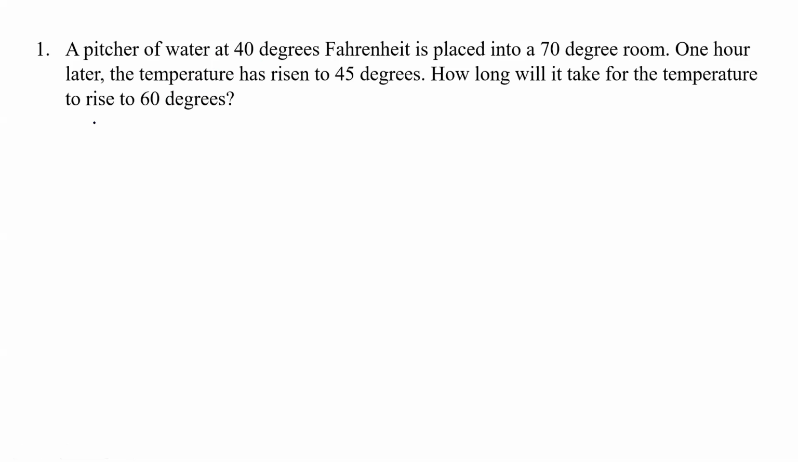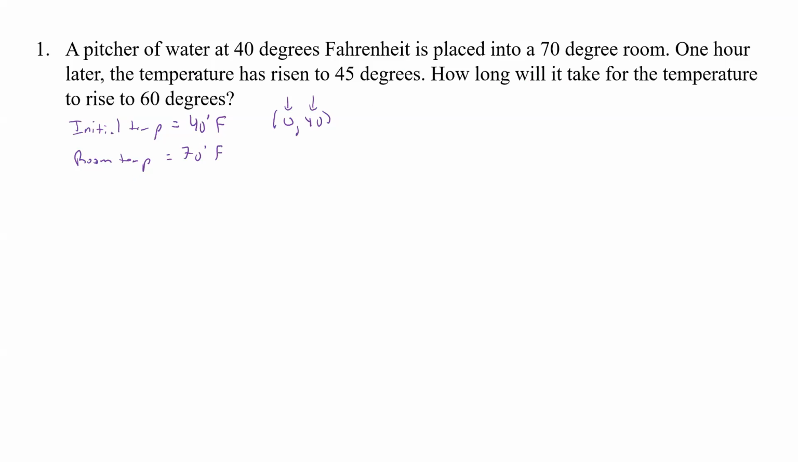All right, so let's write everything down. So the initial temp is equal to 40 degrees Fahrenheit. And so that gives us the point (0, 40), because at time equals 0, it's 40 degrees. Now our room temperature was 70 degrees Fahrenheit.